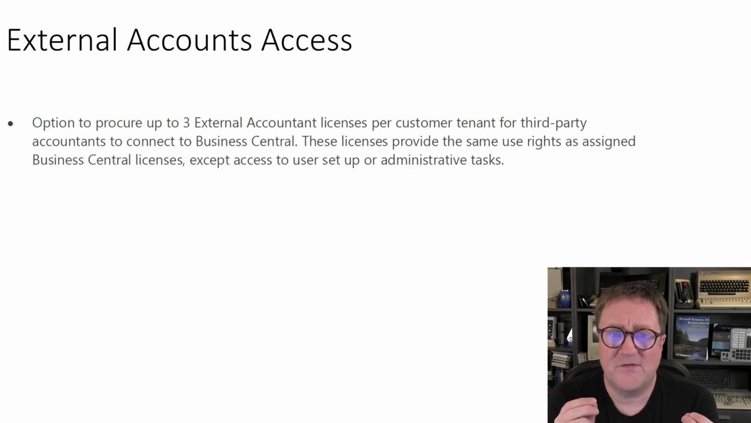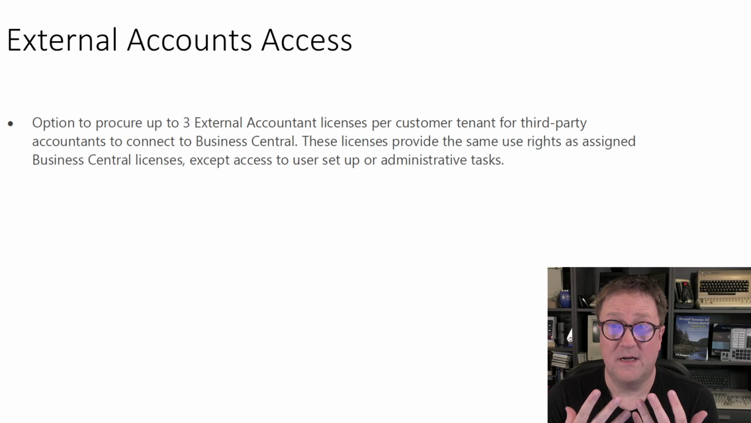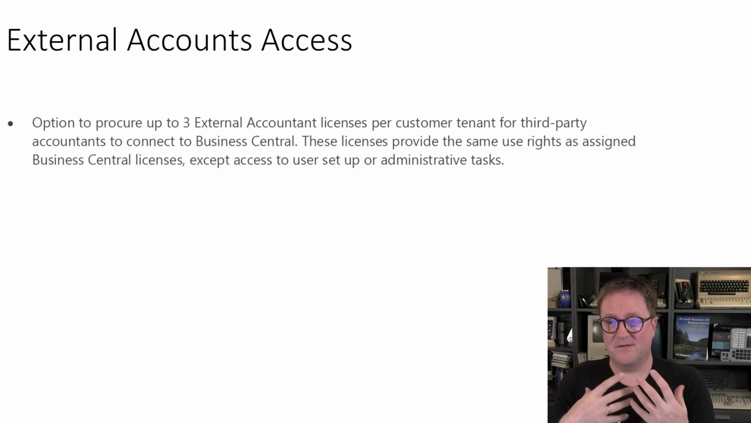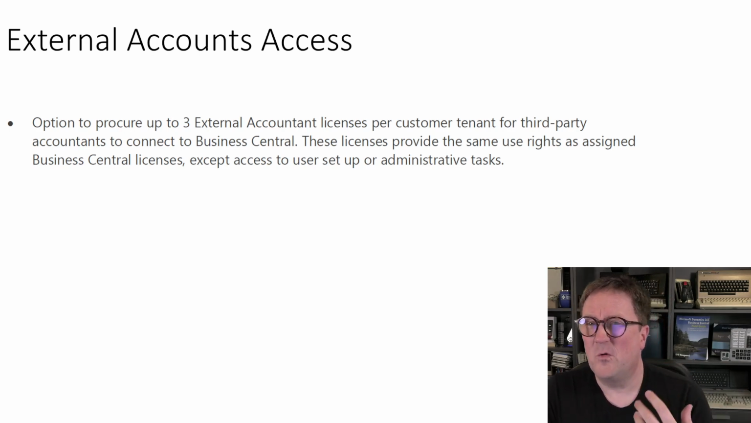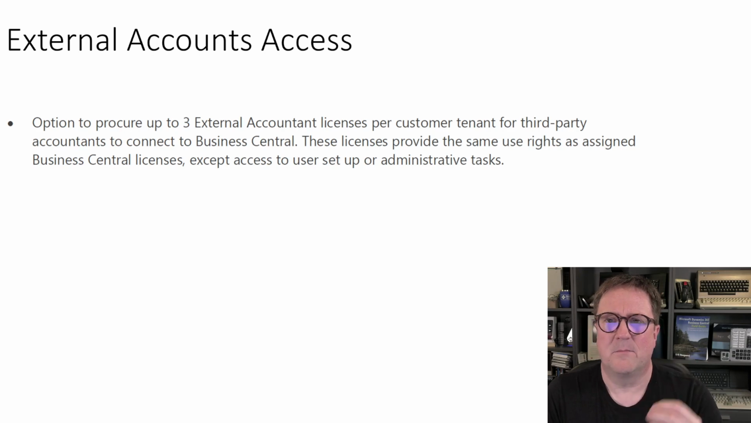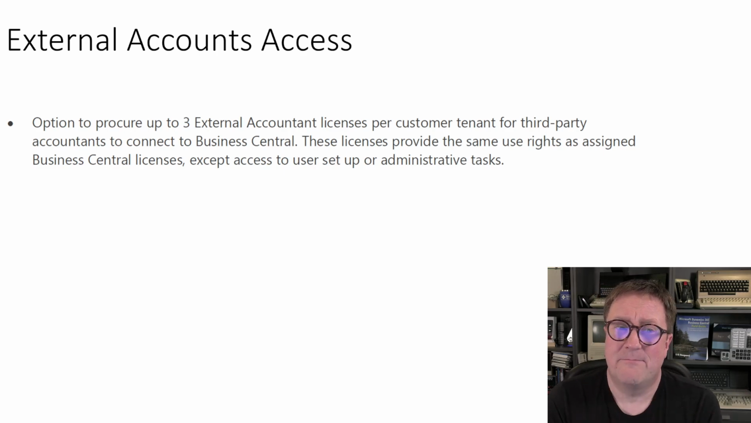Then there's something called the External Accountant's Access, and you can configure up to 3 users with an external accountant license that you don't pay for. So these are basically a full user minus access to certain admin tasks, like you cannot work in the admin center or mess with users and so on. But these work for external accountants. The use case is defined in the name, but other external parties could also use this license type to gain access to Business Central.